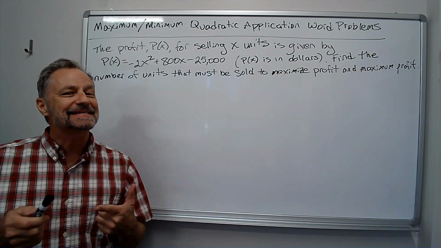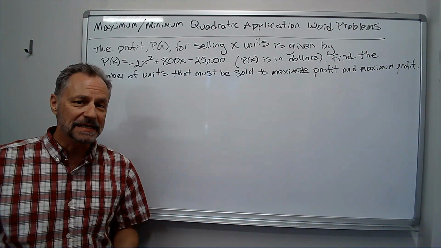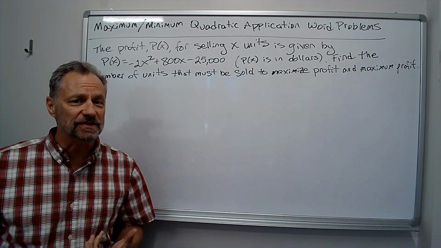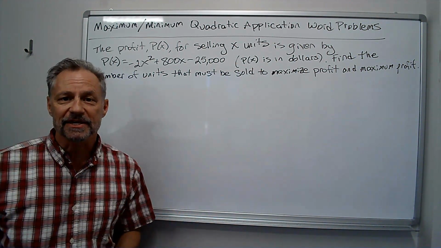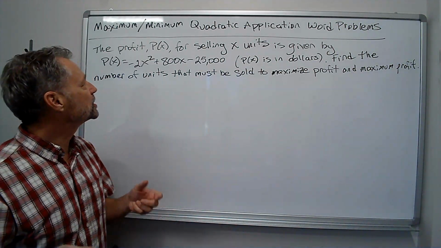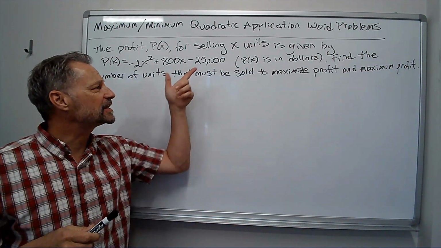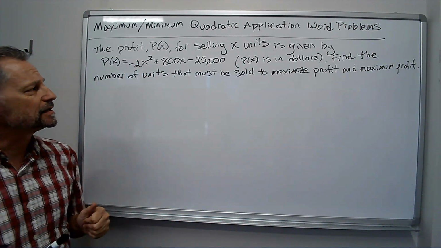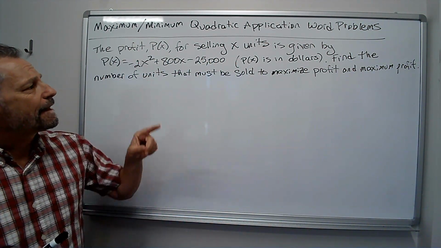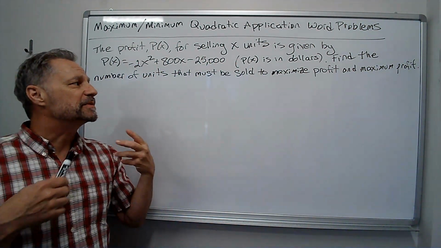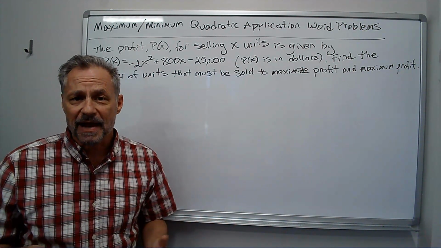We're looking at an example of maximum or minimum quadratic functions in word problem applications. Okay, so let's look at one. Here I've got the profit P of X for selling X units is given by this formula. P of X is in dollars. Find the number of units that must be sold to maximize the profit and find what the maximum profit is.